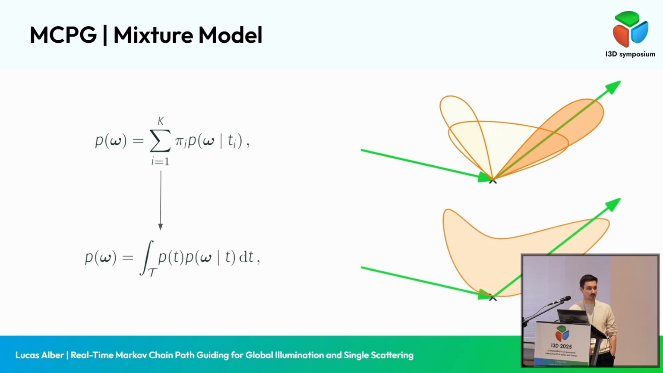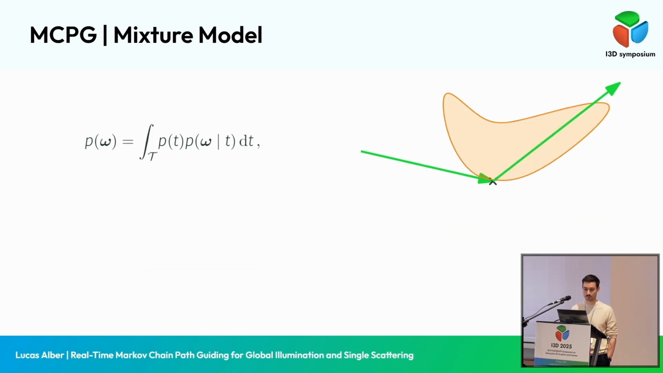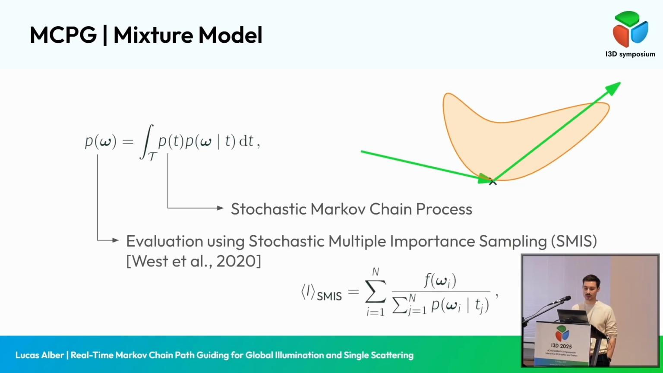That is where the sum gets an integral. And that's what we're using. In our case, we want to select the techniques using a stochastic Markov chain process. And to evaluate the model, we use stochastic multiple importance sampling. Now, the reason is when we look at the formula for SMIS, there isn't actually the selection probability in the formula. And this gives us a lot of freedom in the design of the selection procedure itself.